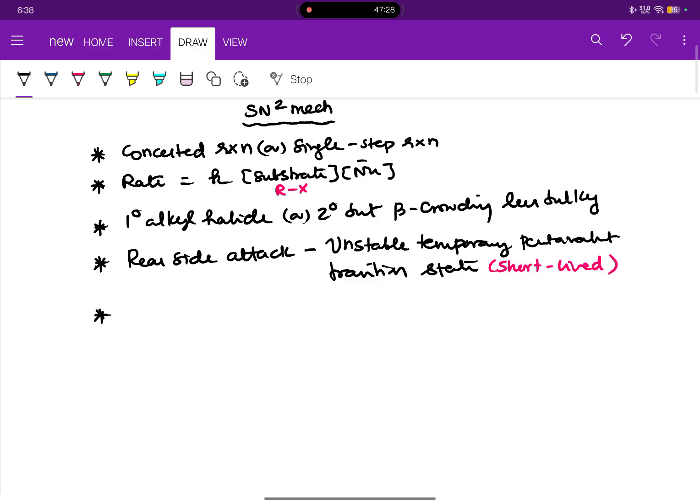Yes, sir. Okay. And what is the next point, ma? Sir, the third point, what is after 2 degrees, sir? 2 degree can be used, but you have to use with beta crowding of less bulkiness. Oh, okay, sir. There, more bulky beta crowding can be used; here, less bulky beta crowding can be used. Okay, sir.